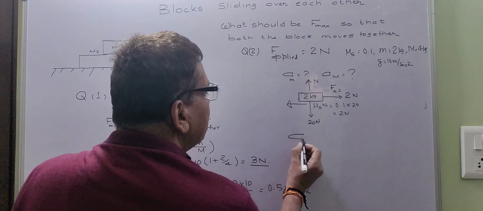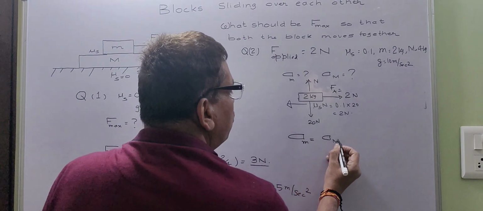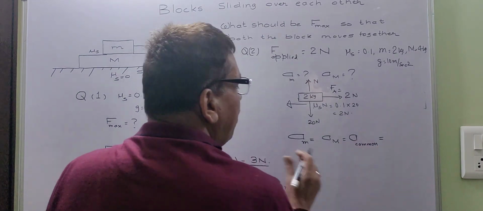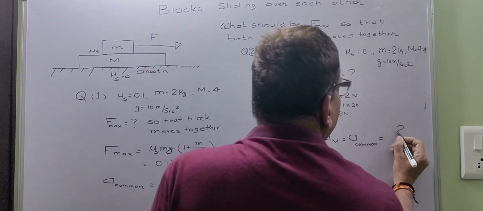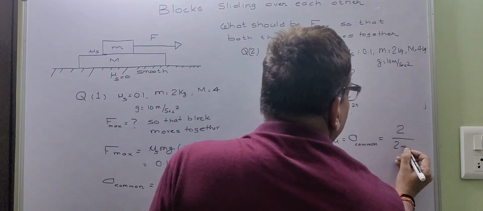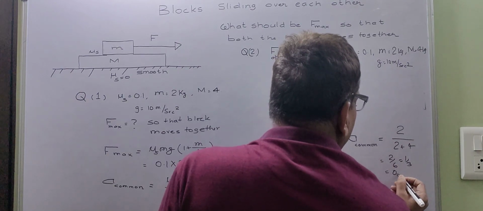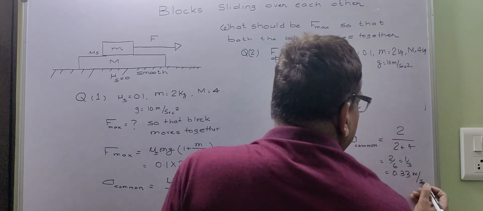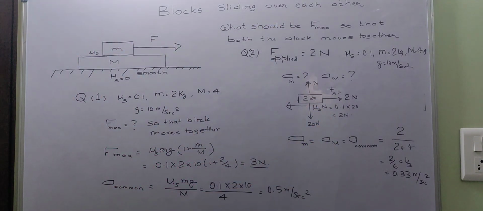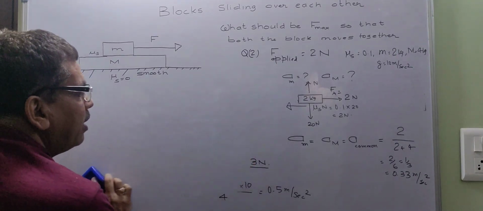So the common acceleration will be same, the acceleration of m and M both will be same. That can be written as common acceleration, observed by the net force acting, 2 Newton, divided by the total mass 2 plus 4, 6 kg. So 2 by 6, 1 by 3, that is 0.33 meter per second square will be the acceleration, and the static friction generated will be 2 Newton. Right. Now let us take another numerical example.